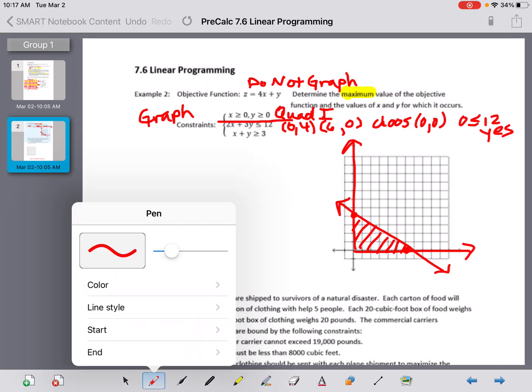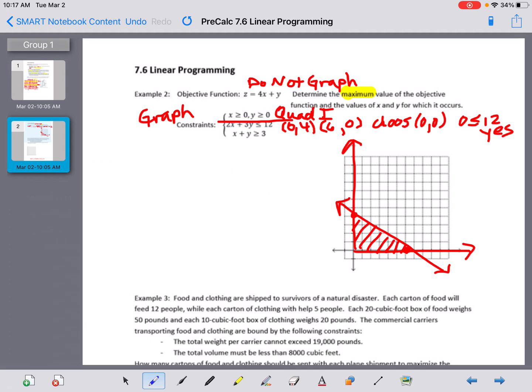Okay, second one here. Just for ease, it's real easy to get this in slope-intercept form. I'm going to subtract that x. All right, so I want to go to positive 3, and I want to drop down 1 over 1 for my slope. Okay, so here's my second line. If I plug in 0, 0, 0 is greater than or equal to 3. That is false. I don't want to graph over 0, 0, so I'm graphing this direction.